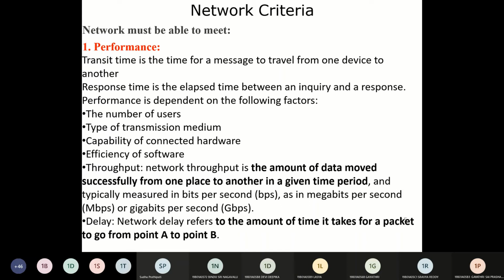And then coming to delay, network delay refers to the amount of time it takes for a packet to go from point A to point B. So how much time is it taking? If it is going beyond the stipulated time, then we say the packet is having a delay. Yesterday, I already told you regarding the audio and video signals. We talked about jitter, wherein I said the delay between audio packets should not be more than 20 milliseconds.